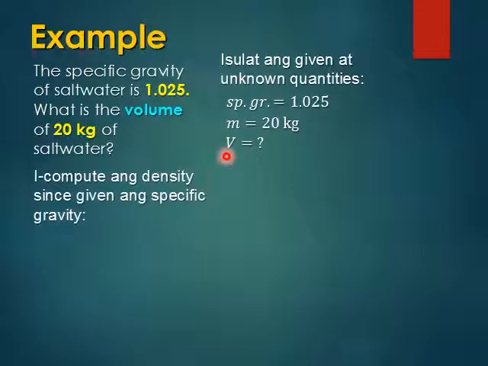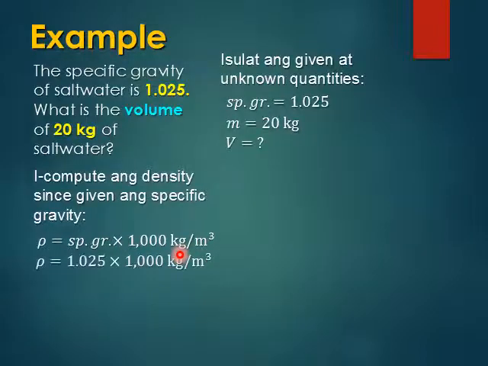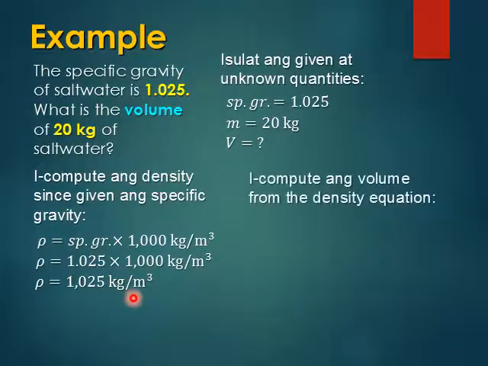Okay, so compute muna natin ang density given the specific gravity. Di ba kanina sabi ko, para makuha mo yung density, i-multiply mo lang naman siya sa 1,000 kilograms per cubic meter. So, here you have 1.025 times 1,000. So, you'll get 1,025 kilograms per cubic meter.